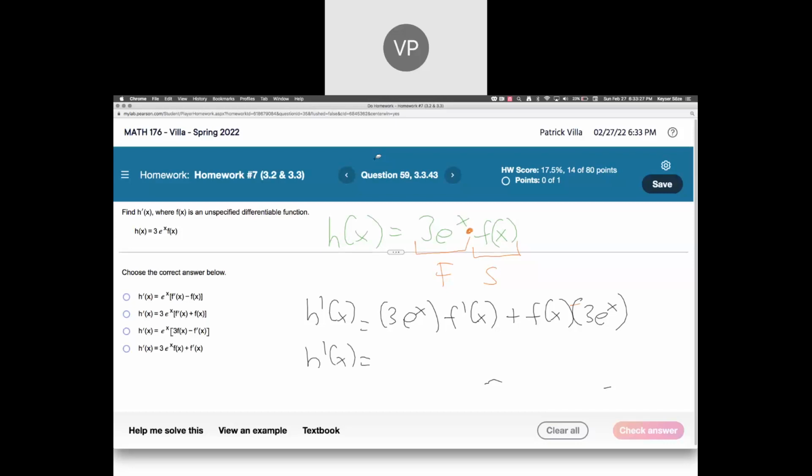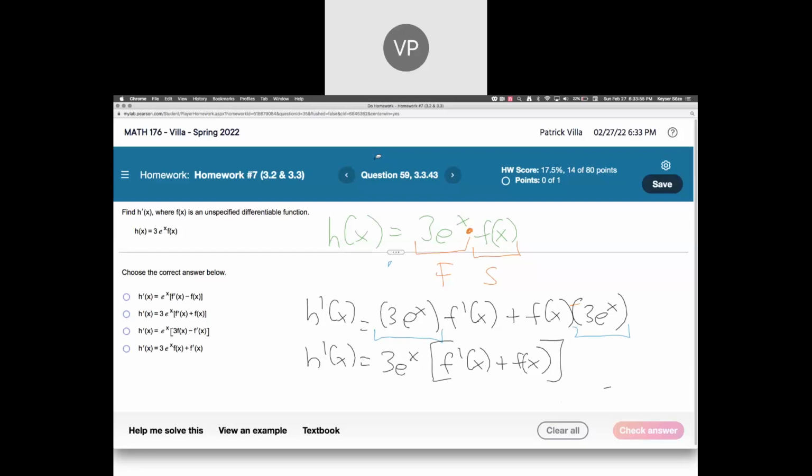And I see that both of my terms have this 3e to the x. So what I'm going to do is factor out that 3e to the x, and I'm going to be left with an f prime of x and an f of x there. And because I'm using parentheses, let's use a bracket, and that's what they appear to be using as well.